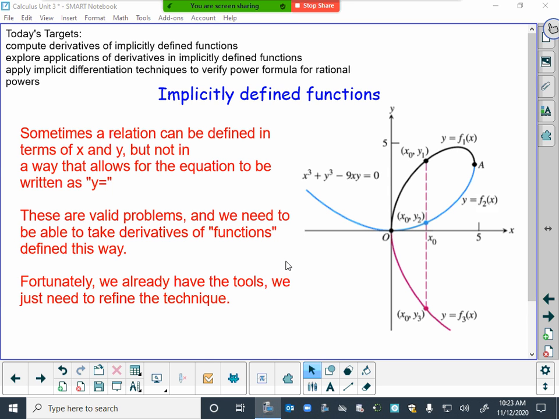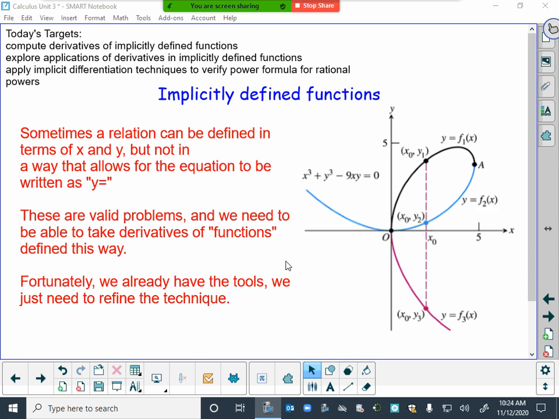All right. So, implicitly defined functions: what they are, and how we take the derivatives of them. Sometimes a relation can be defined in terms of x and y, but not in a way that lets you separate out and make it just say y equals. These are valid things. We have lots of things in the world that operate implicitly like this.